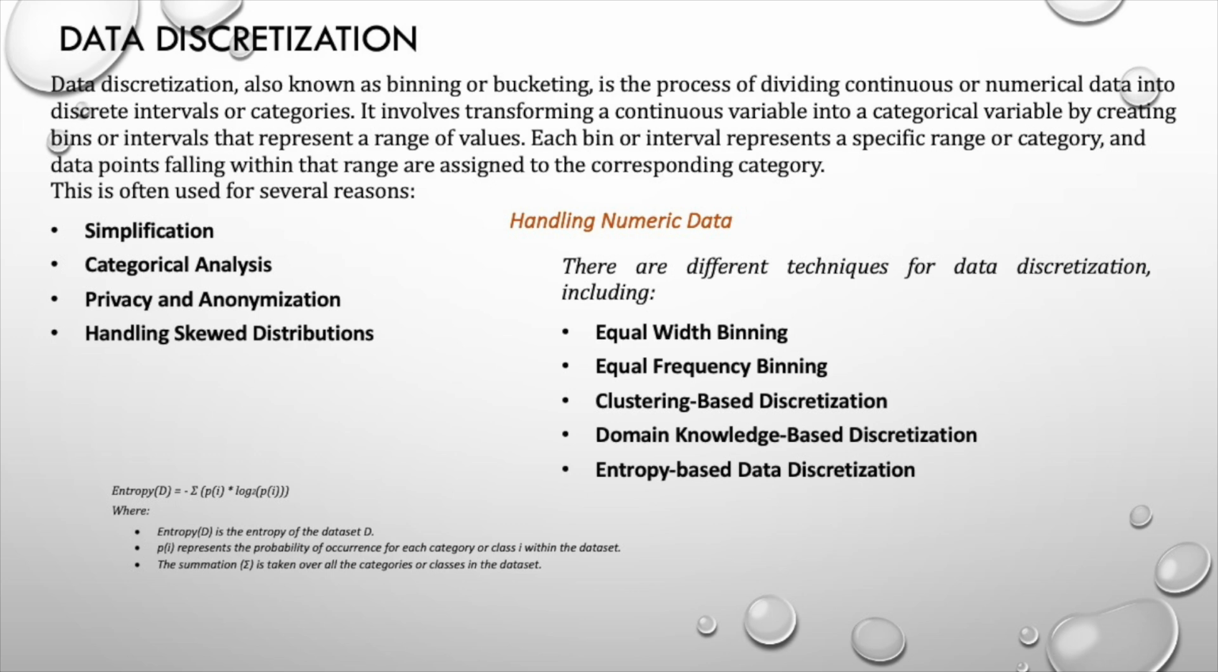Equal frequency binning. In this approach, the data is divided into intervals such that each bin contains approximately the same number of data points. This method helps ensure an equal distribution of data across the intervals, regardless of the value range. Clustering-based discretization. This technique involves using clustering algorithms, such as k-means or hierarchical clustering, to group similar data points together. The resulting clusters are then treated as discrete categories.